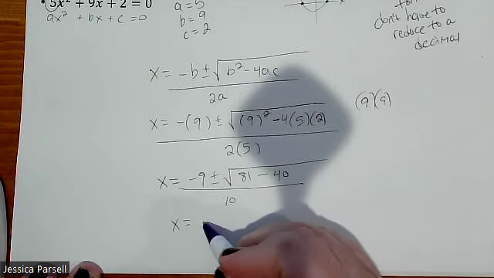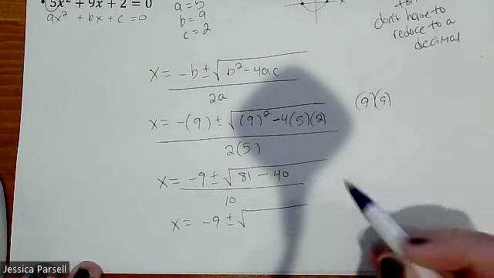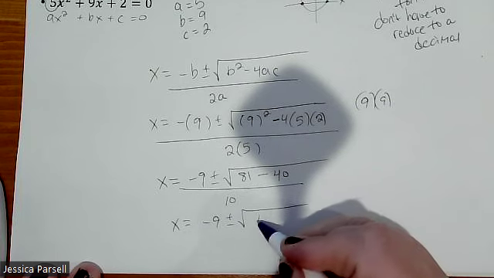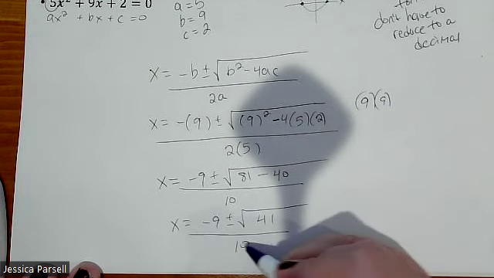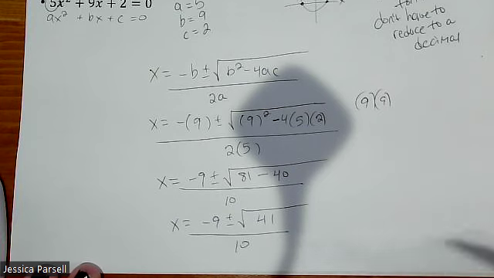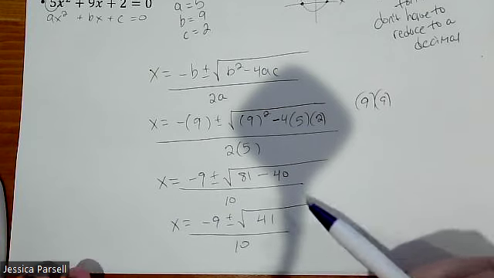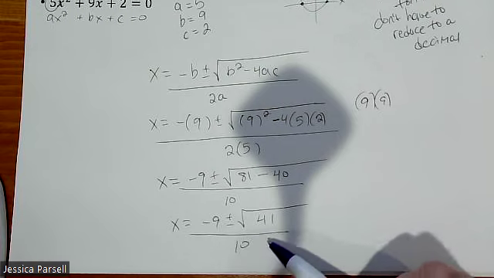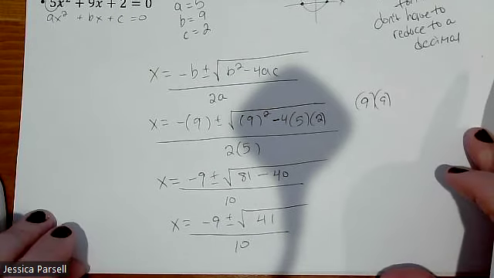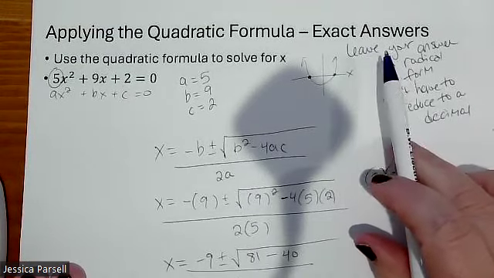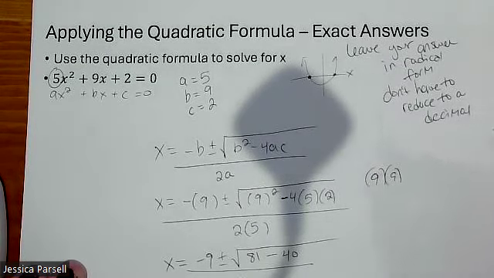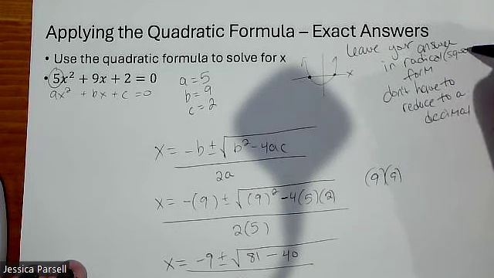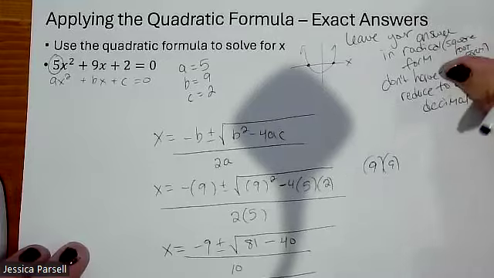So x equals negative 9 plus or minus the square root of 81 minus 40, which is 41, all over 10. All right, we can't go any further than this. This can't be simplified. You could simplify it if the 9, the 10, and the 41 all had a number in common and you could reduce it, but they don't. Because they were asking us at the very beginning to leave this in exact answers, which means you can leave it in radical or square root form, we can give our answer.